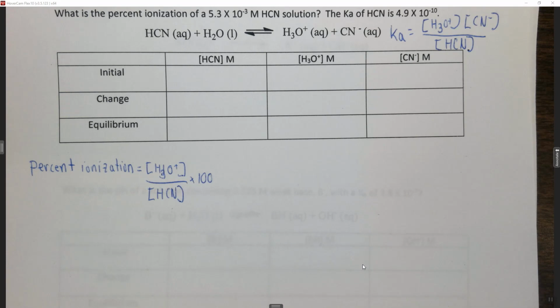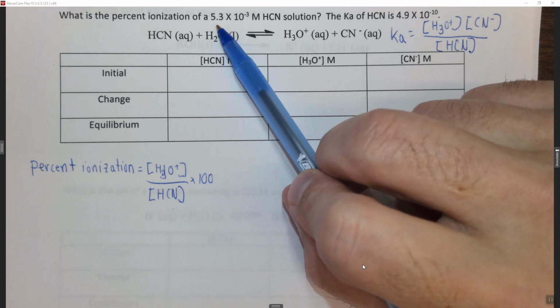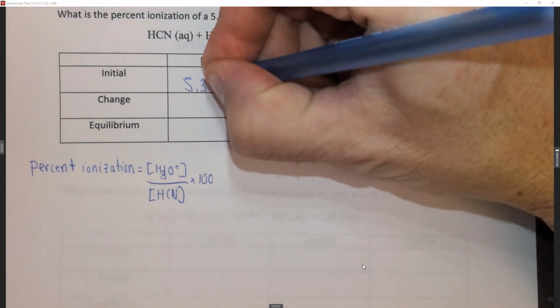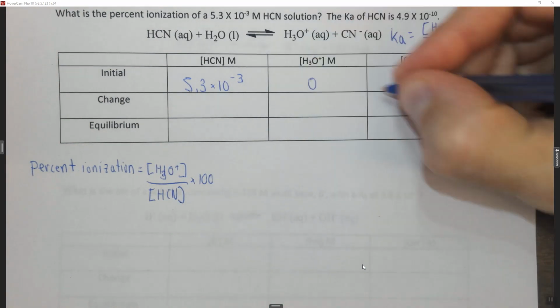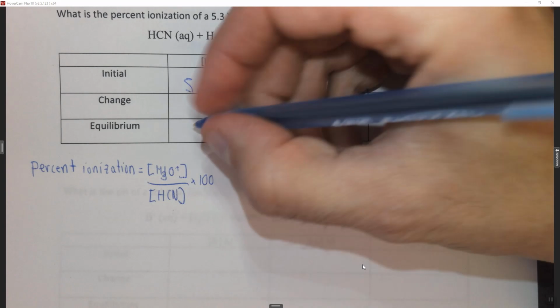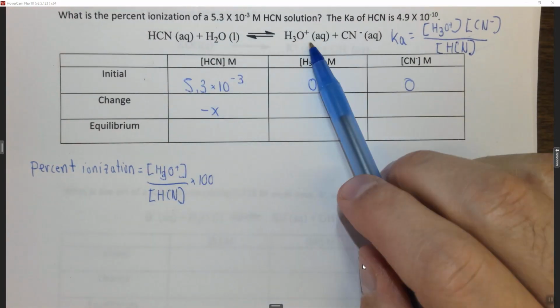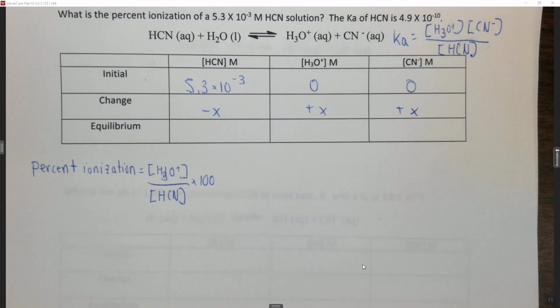So let's take a look at how to fill out this ICE table. Well, we know the concentration of the HCN, which is 5.3 times 10 to the minus 3 molar. We know that initially we don't have any H3O+ or any CN-. We know that we're going to lose some amount of the HCN because it's going to form H3O+ and CN-, and we're going to gain some amount of H3O+ and CN-.